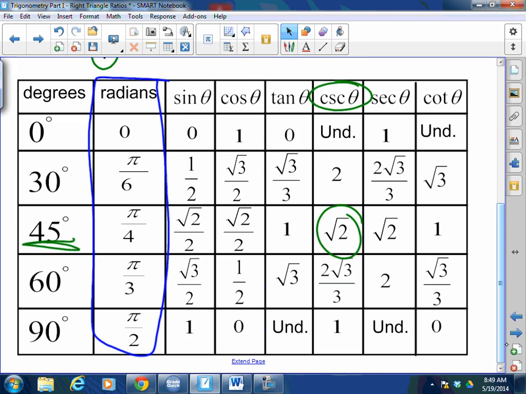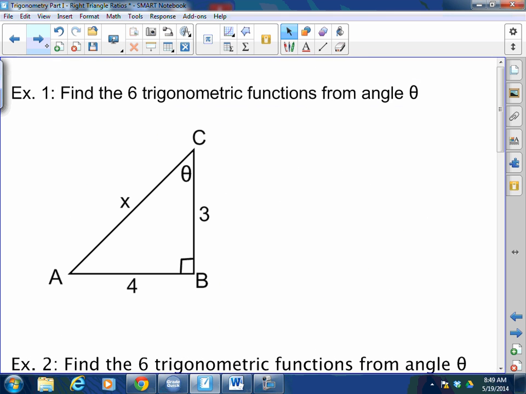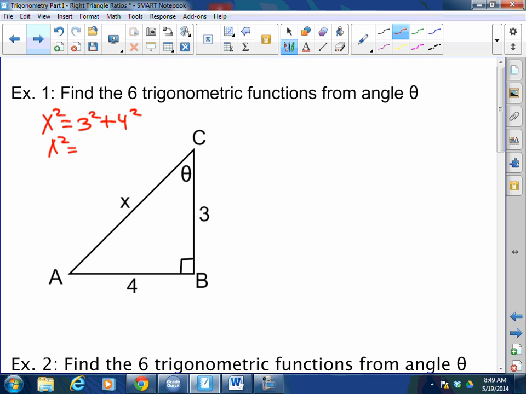All right, let's put this to play. Find the 6 trigonometric functions from angle theta. Okay. First of all, I've got a missing side here. But I've got a right triangle here, right? So I can find x squared equals 3 squared plus 4 squared, because it's the Pythagorean theorem that we already talked about. X squared will equal 25. Square root both sides. X equals plus or minus 5, but you can't have a negative 5 as a side. So x equals 5.